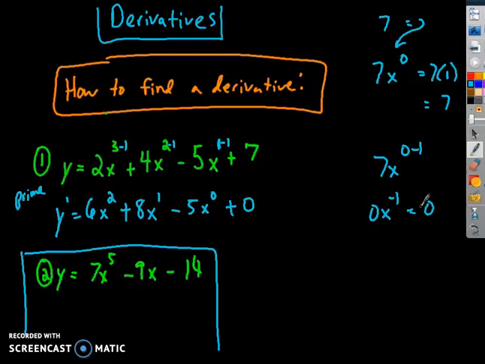If you think you understood everything I said about finding the derivative, you can pause the video and try this next one. If it's still kind of confusing, stay with me. I'm going to explain the next one. So here's number 2. Number 2 says y equals this.